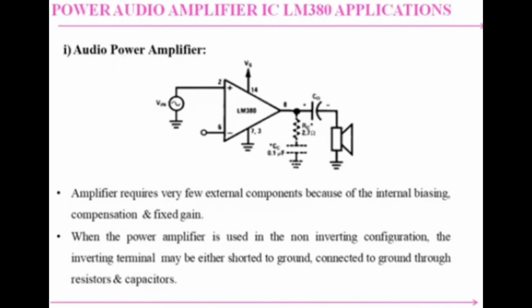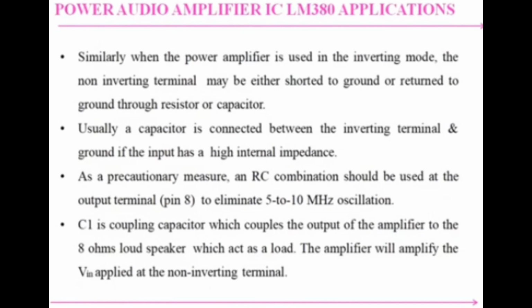So here I have a speaker connected to the audio power amplifier LM380 through two capacitors and one resistor. This amplifier requires very few external components because of internal biasing, compensation and fixed gain. When the power amplifier is used in non-inverting configuration, the inverting terminal may be either shorted to ground or grounded through resistor and capacitor. Similarly, when the power amplifier is used in the inverting mode, the non-inverting terminal may be either shorted or grounded through resistor or capacitor.